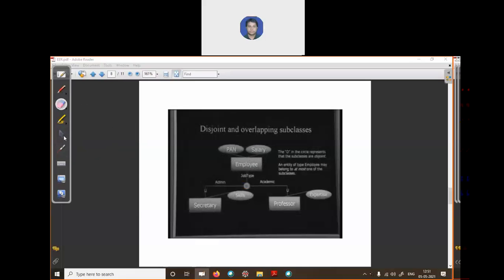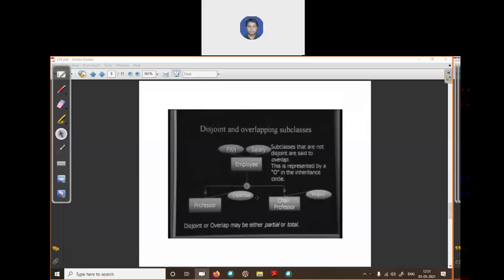When subclasses are overlapped, see this example: employee, and out of this employee we have created two subclasses, professor and chair professor. But there is a chance of overlapping. A chair professor may work as a professor. It means an entity may overlap, one entity is present in another entity, and can be part of another entity as well. In the context of subclasses, it's called overlapping subclasses.